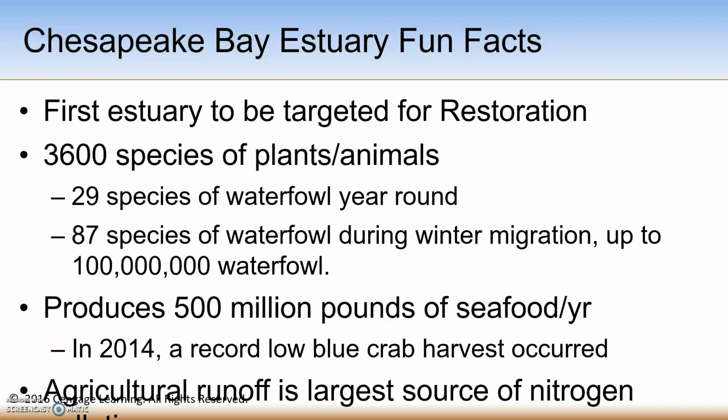As indicated on your slide, the Chesapeake Bay produces more than 500 million pounds of seafood per year, and although I mentioned that the blue crab harvest was recovering, we did have a record low blue crab harvest in 2014. And just to reiterate, the largest source of nitrogen pollution in the bay is stemming from agricultural runoff.